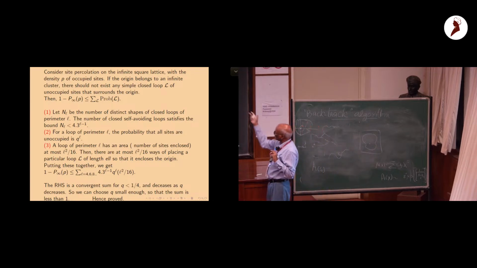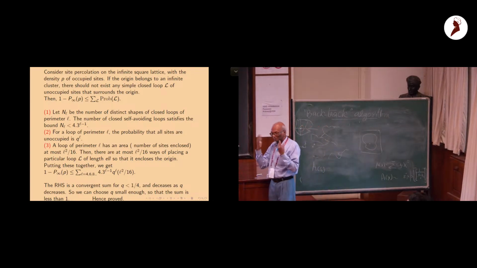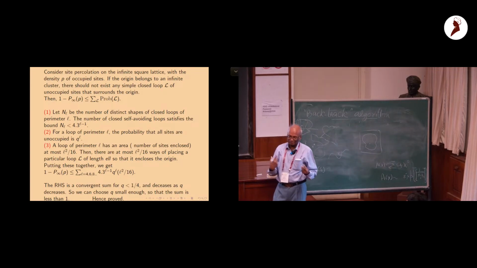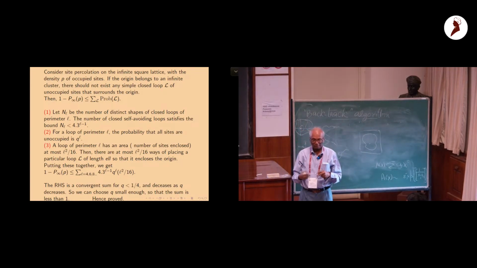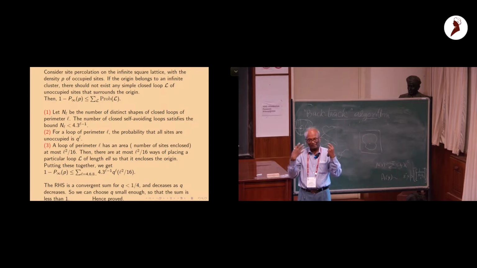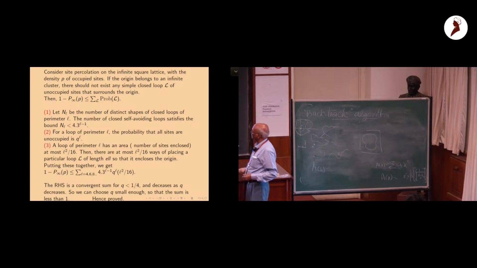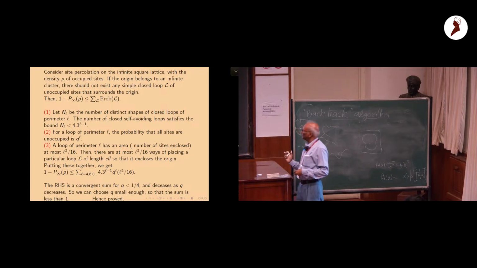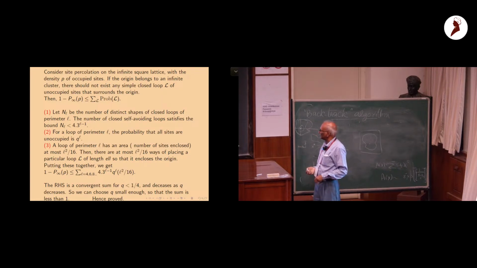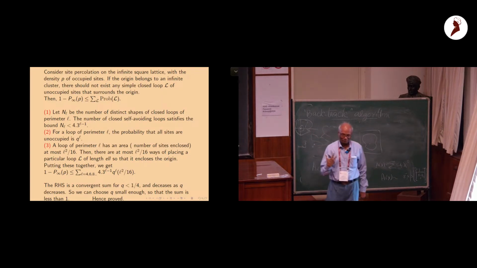So in this sum, there is an exponentially large number of terms, but each term is exponentially small in L, q to the power L, right? So if q is small enough, the chances are that the q to the power L factor dominates over the other factor which is growing with L. So then I have to write, okay, careful counting. A loop of perimeter L has an area at most L squared by 16 on the square lattice.